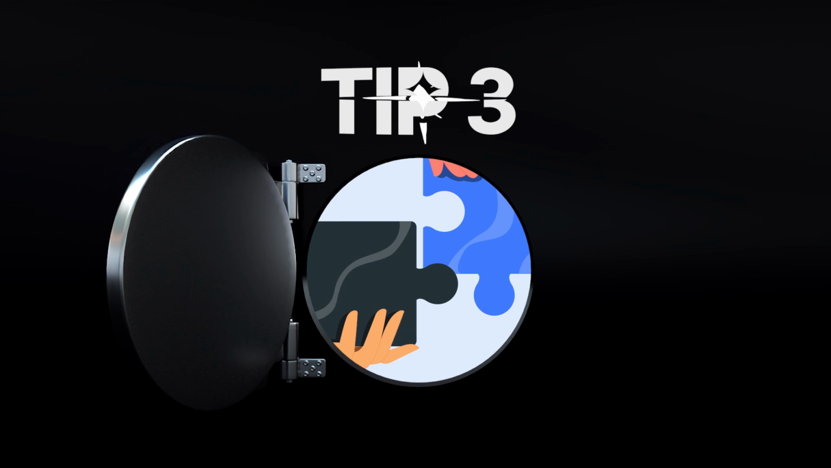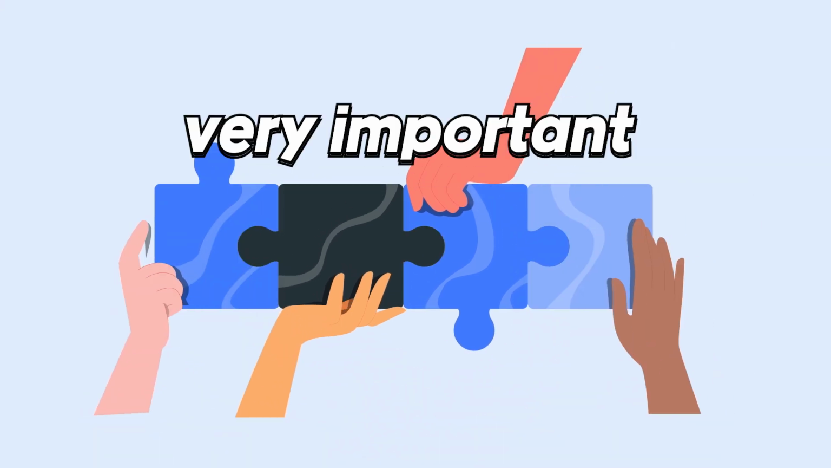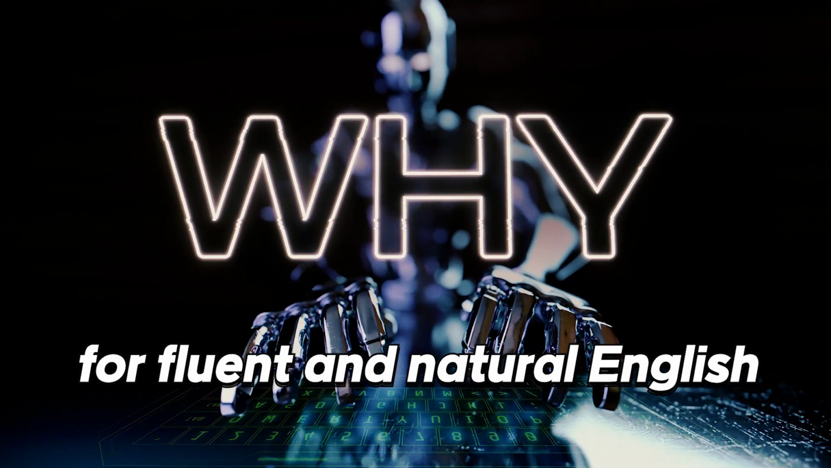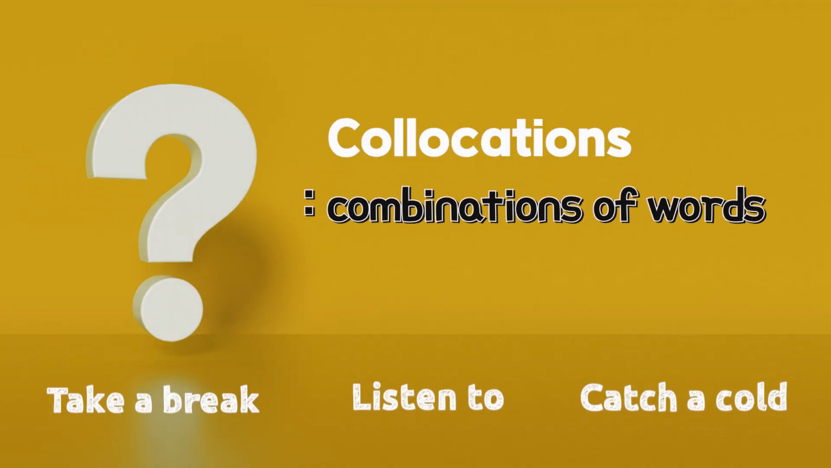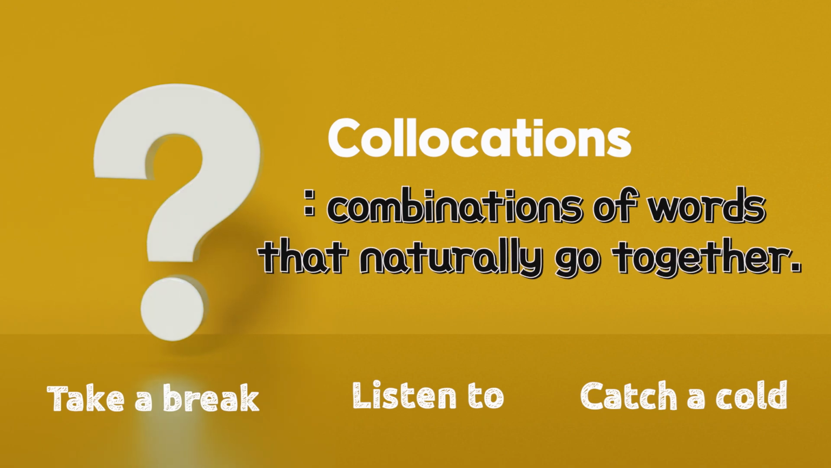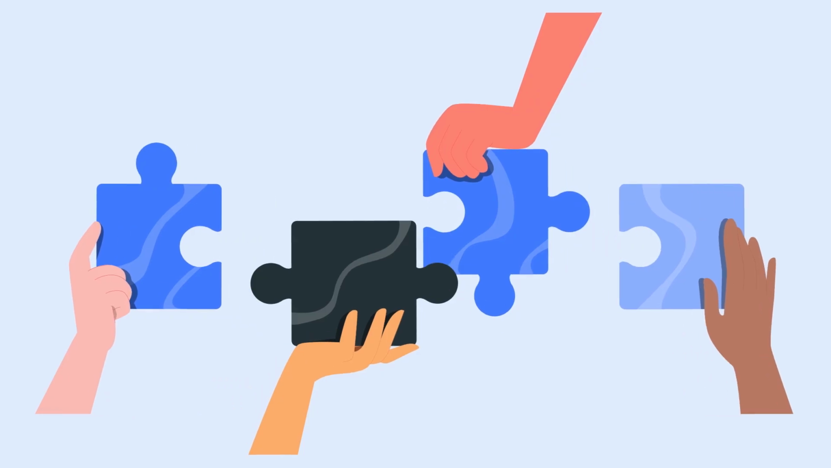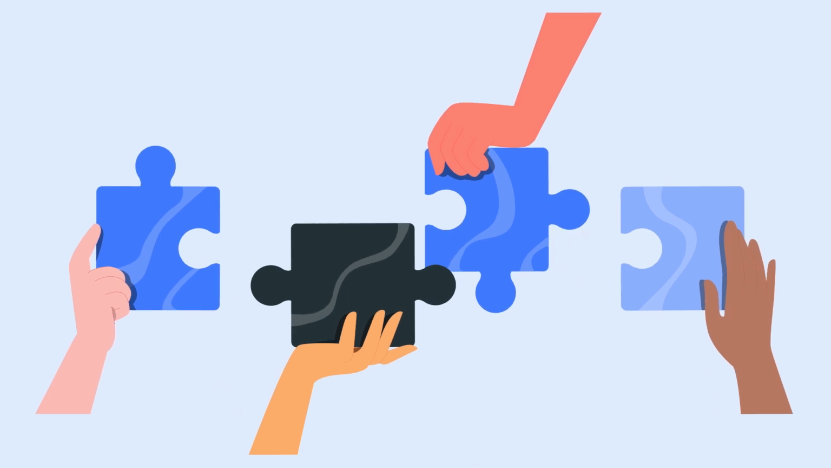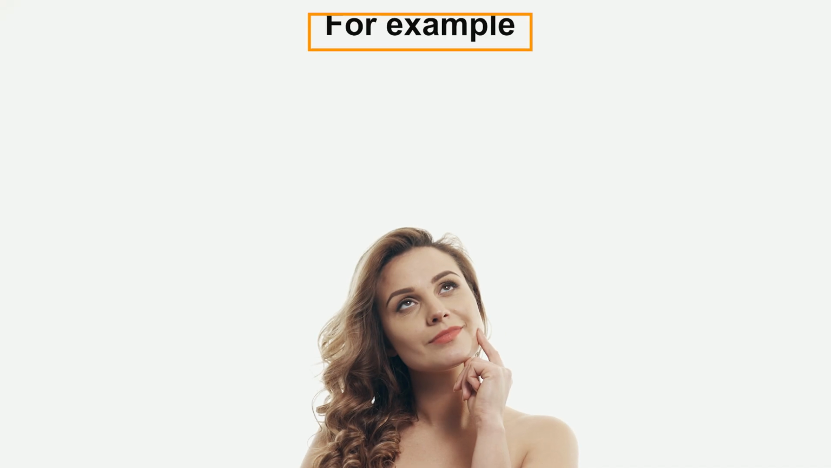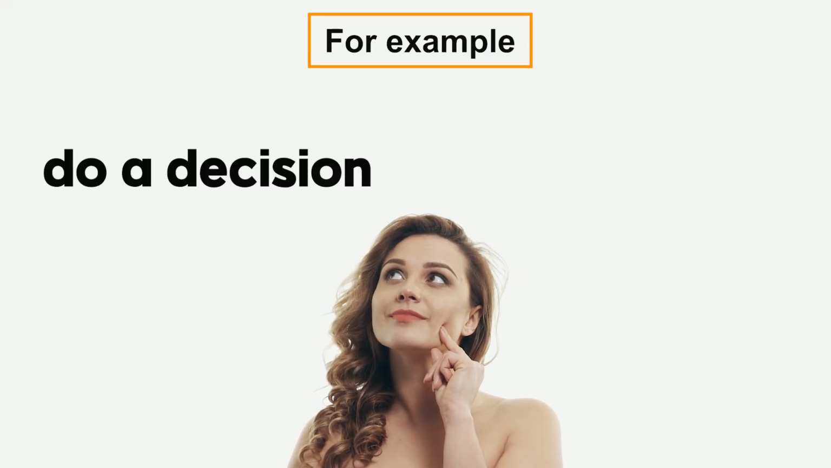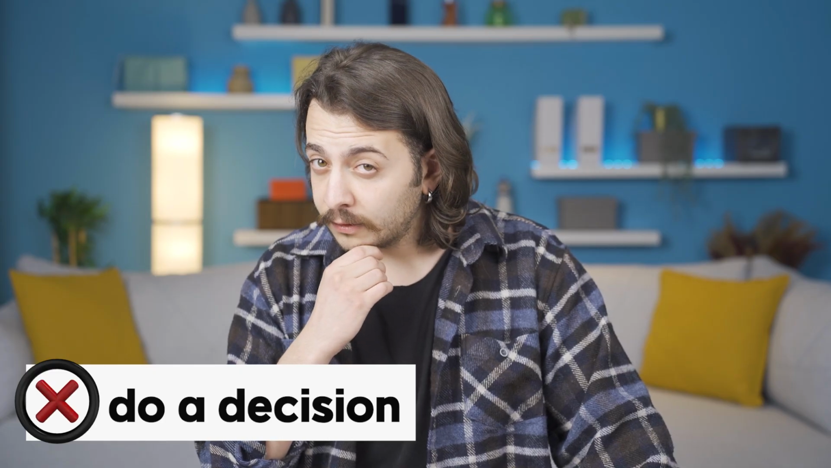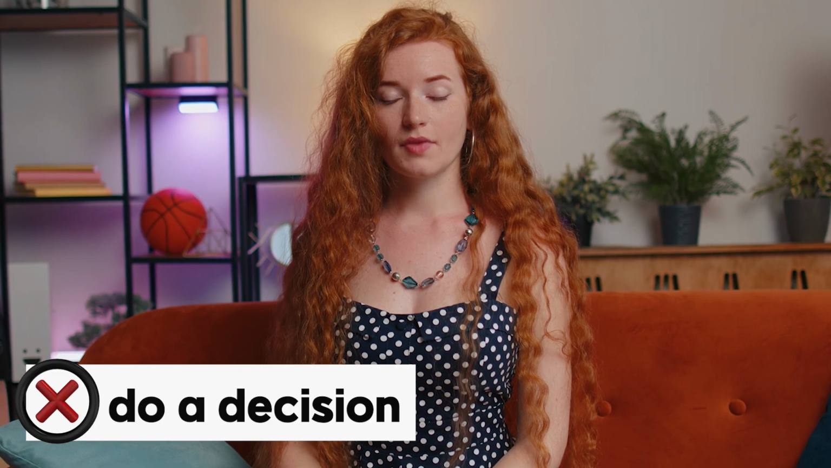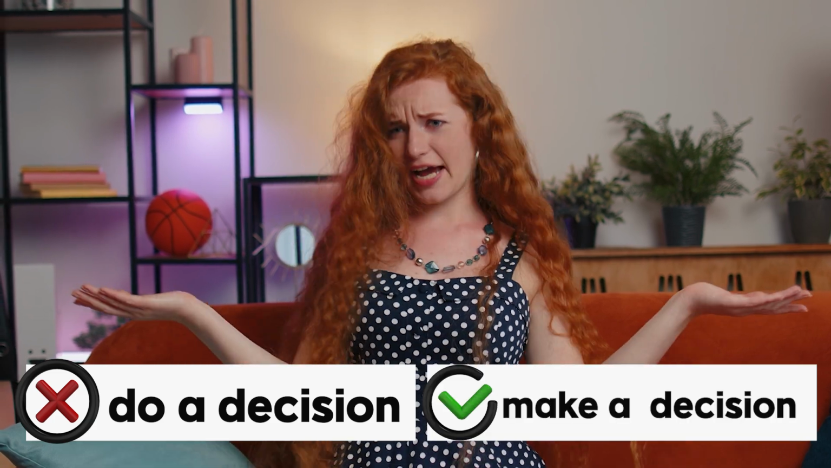Tip number 3. Collocations are very important for fluent and natural English. What are collocations? They're combinations of words that naturally go together. If you're unfamiliar with collocations, you might use the wrong word, making your speech awkward or confusing. For example, if you say, do a decision, instead of make a decision, a native speaker might understand what you mean, but it will still sound unnatural.